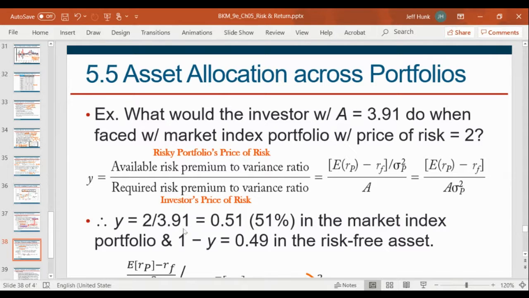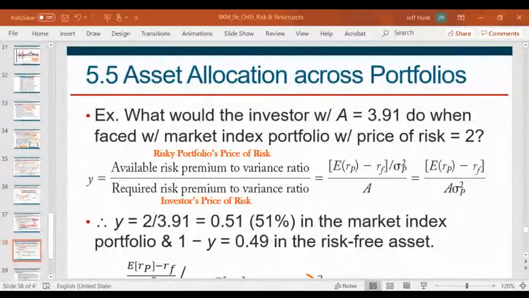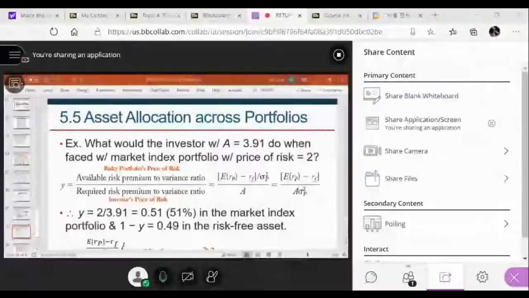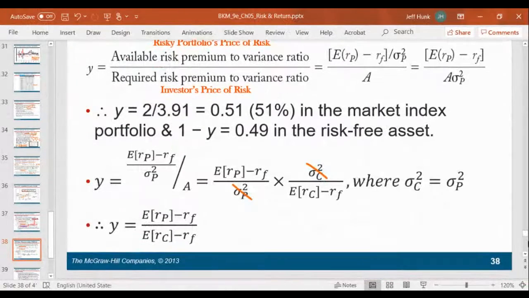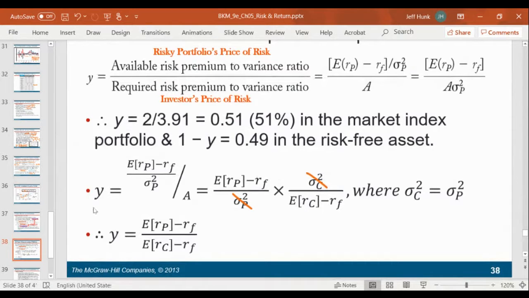Suppose this was 4. What if your price of risk was 4? Then it would be exactly 50%, right? 50% into a risky portfolio and 50% into risk-free assets. Yeah, but looking at this formula, let's rewrite it.